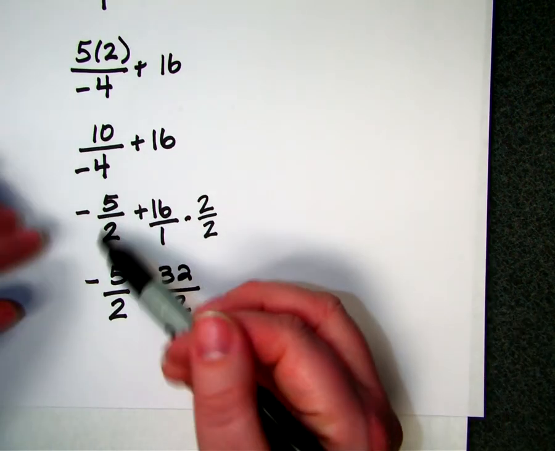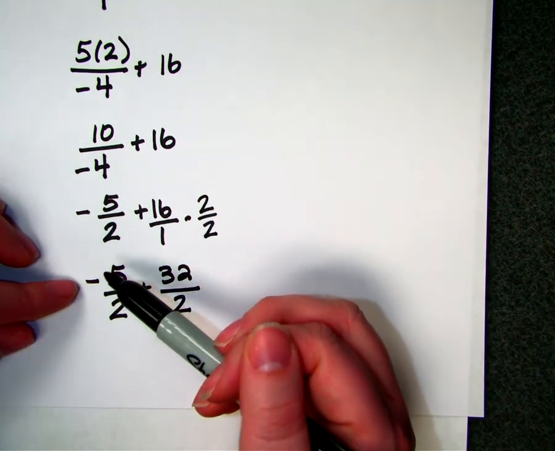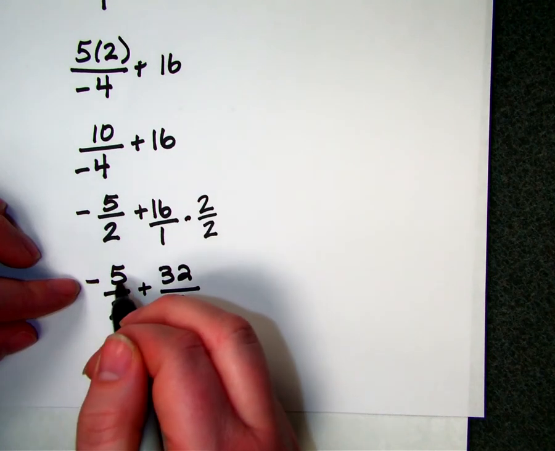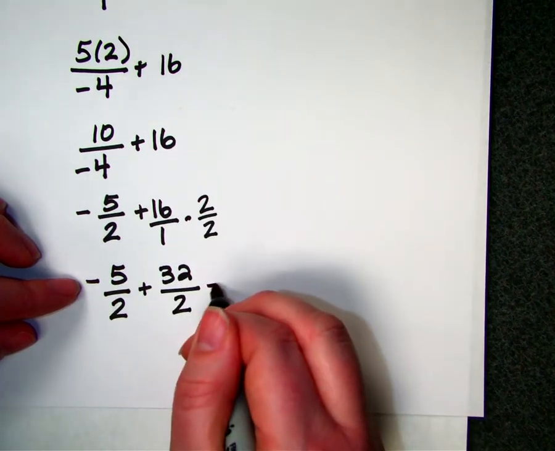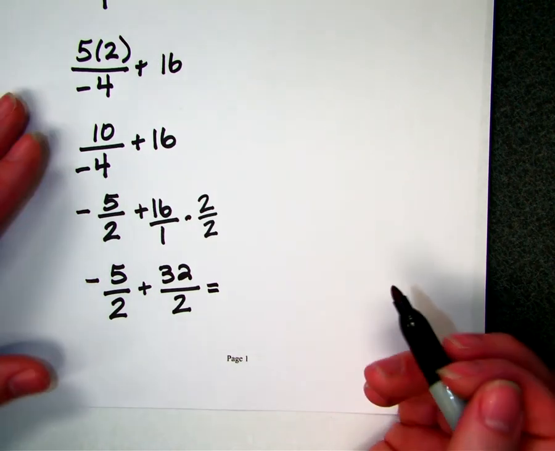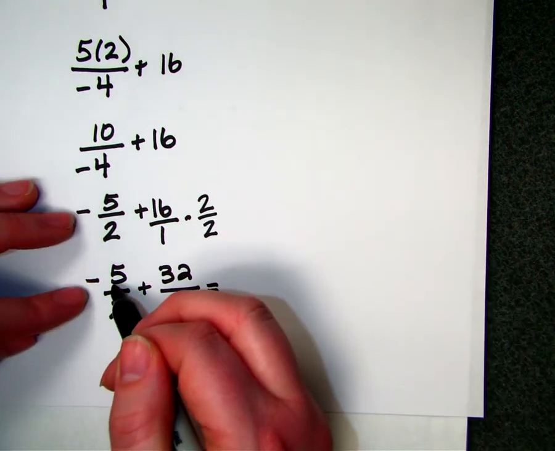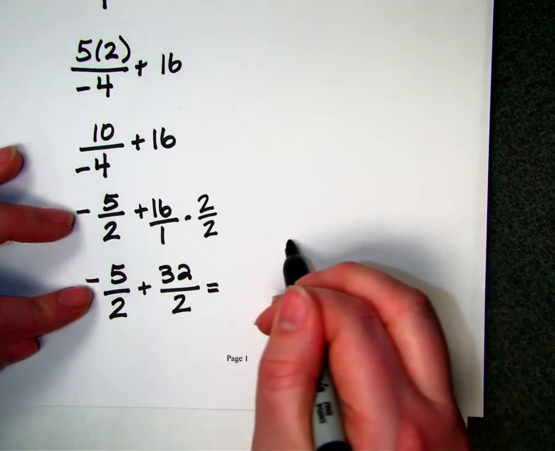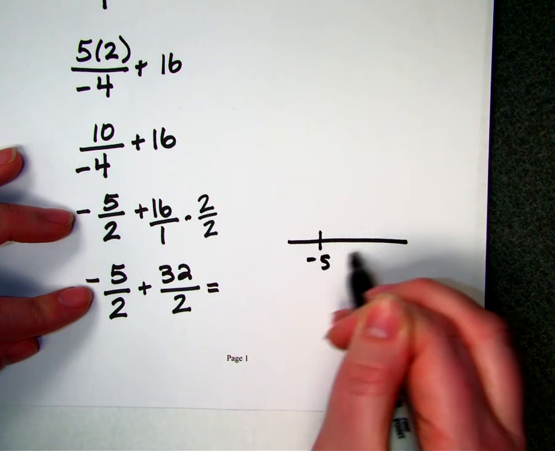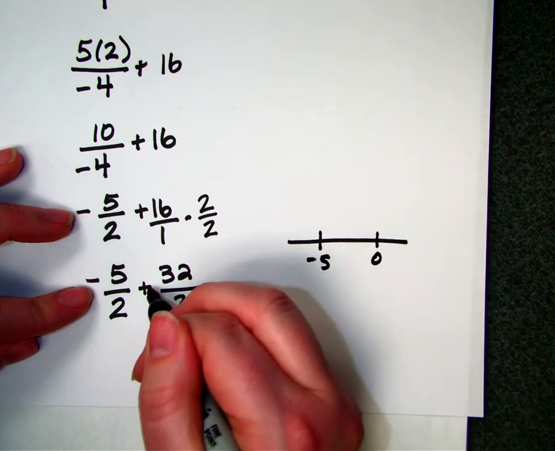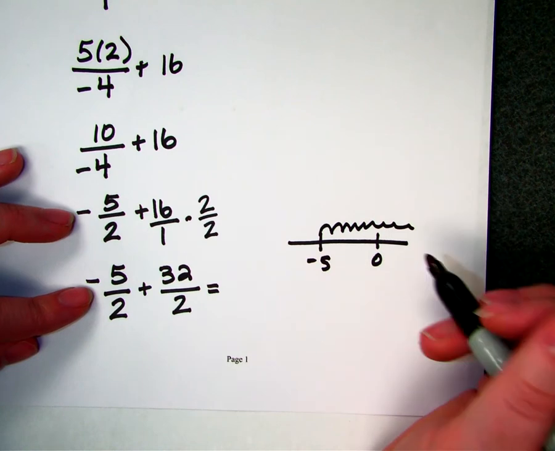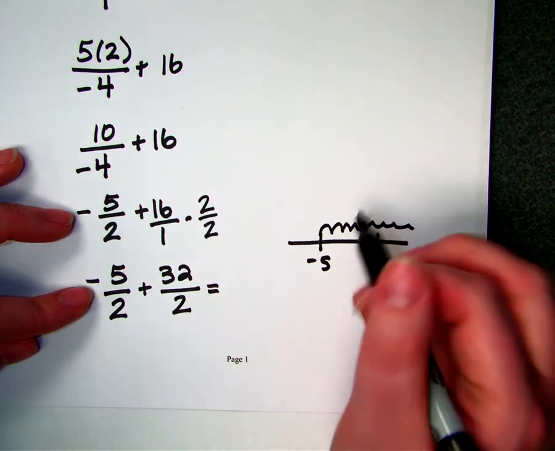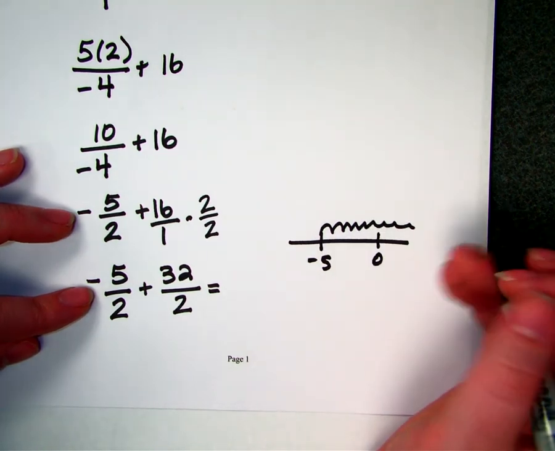So now notice again, I moved the negative sign up to the top of the fraction, and the reason I did that is because I'm going to be combining these two numerators, and that's where I want to keep my sign. So again, I have negative 5, picture being at negative 5 on the number line. And I'm adding to it 32. So I'm actually moving 32 places over to the right. So when I add a number to a negative number, I'm moving over to the right side.